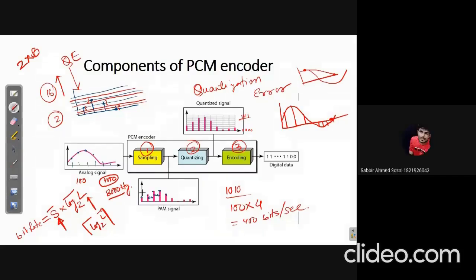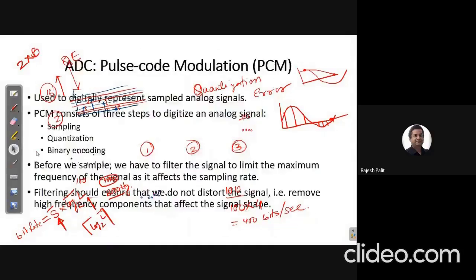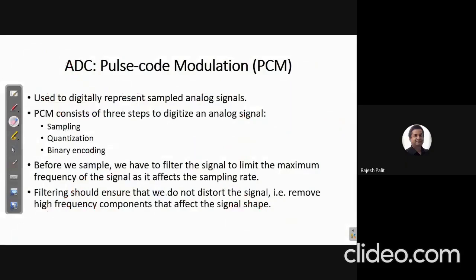Okay. So now you have got the boundary for the sampling rate. Now let us go back to the two lines we have seen earlier: before we sample, we have to filter the signal to limit the maximum frequency of the signal, as it affects the sampling rate.